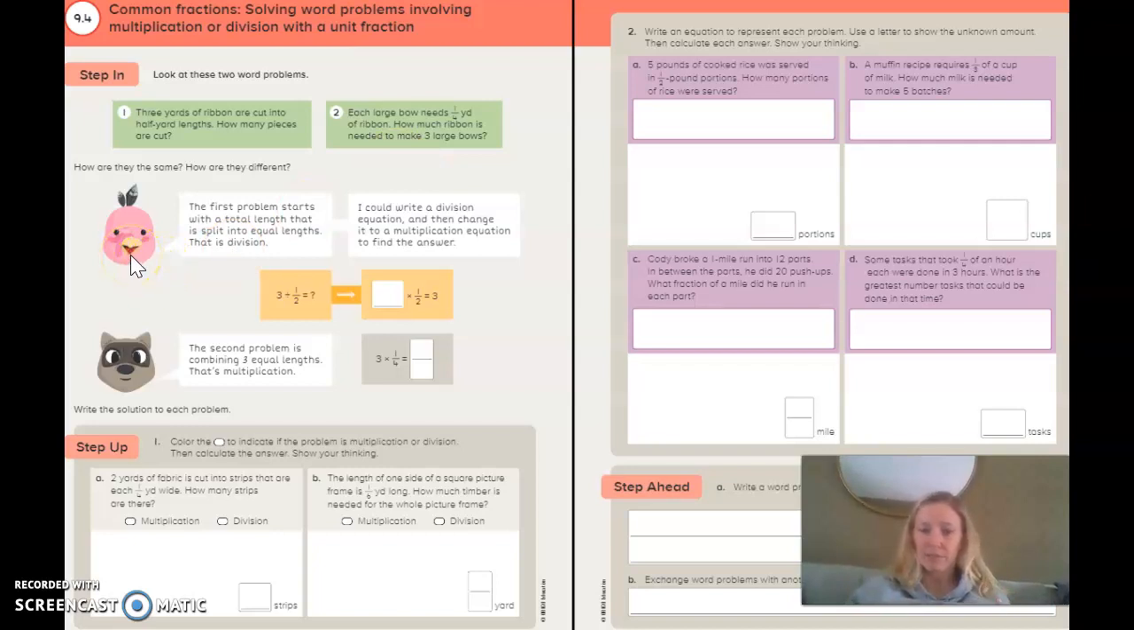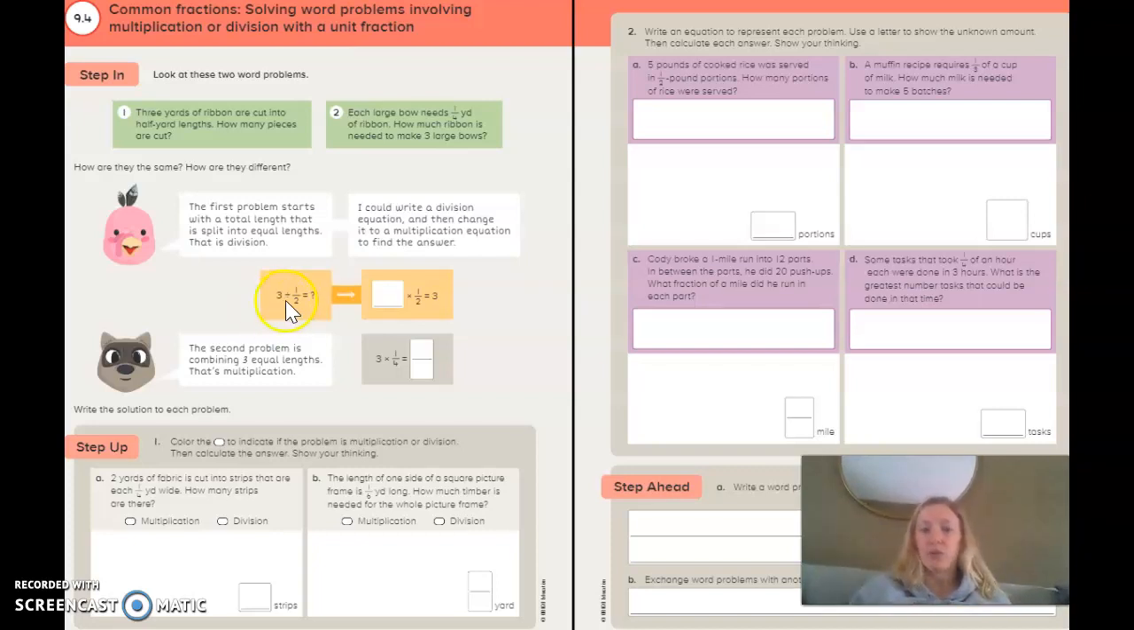Okay, the chicken, this little guy right here, kind of explains it further. He says, how are they the same? How are they different? Okay, the first problem starts with the total length that is split into equal lengths. That's division. We know that because it says 3 yards of ribbon, so it gives you 3 yards, and it says it's cut into half-yard lengths. Okay, so it gives you your whole length, and it says it's cut and divided. Okay, so that's how we know it's division.